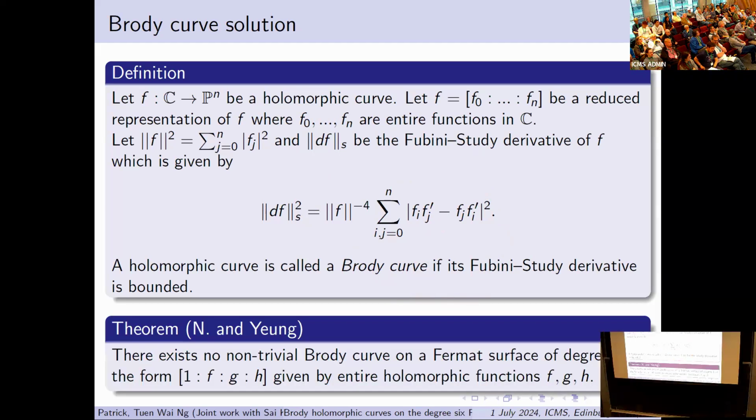So what I'm trying to prove for today's lecture would be this result. You cannot find a non-trivial Brody curve on the Fermat surface of degree 6 of this form, where F, G, H are entire holomorphic functions. By the way, this is a joint work with Sai Yang, also a colleague of Alex Eremenko.